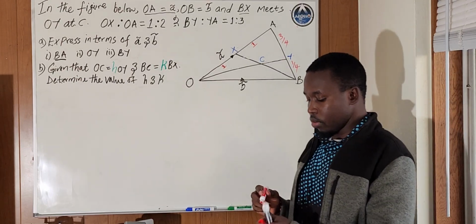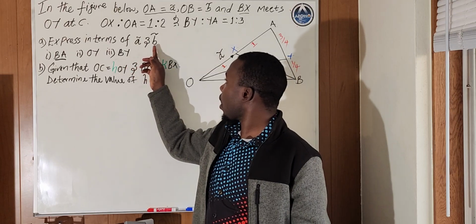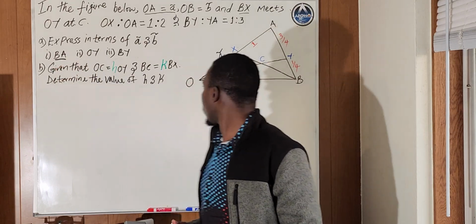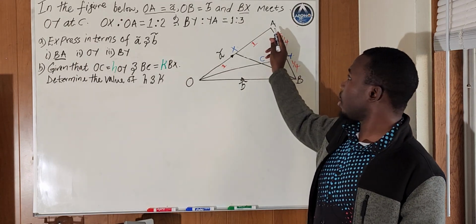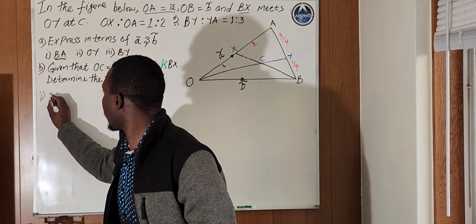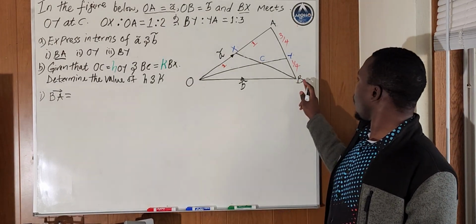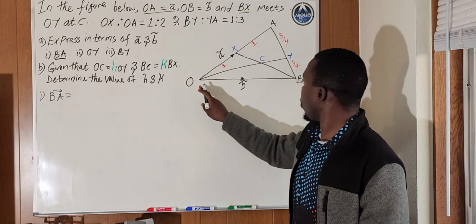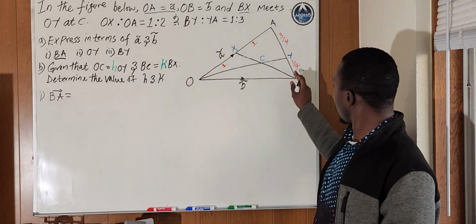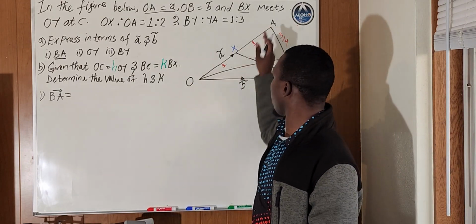That point. So the question here, part A, is asking us to express in terms of vectors A and B, Roman 1, vector BA, which is BA right here. Let's see what we can get. BA is the same as BO plus OA, or we can go BX plus XA. But since we don't have BX for now, we can use BO plus OA.